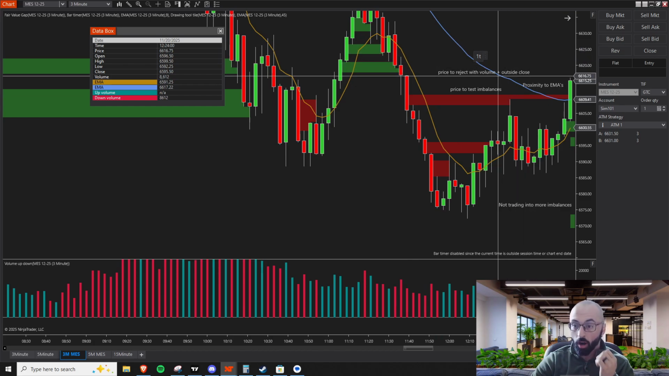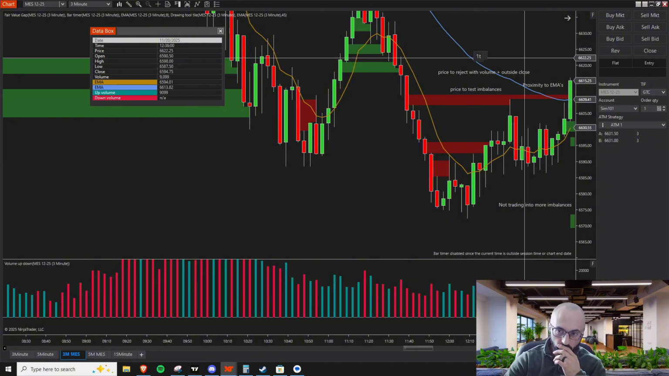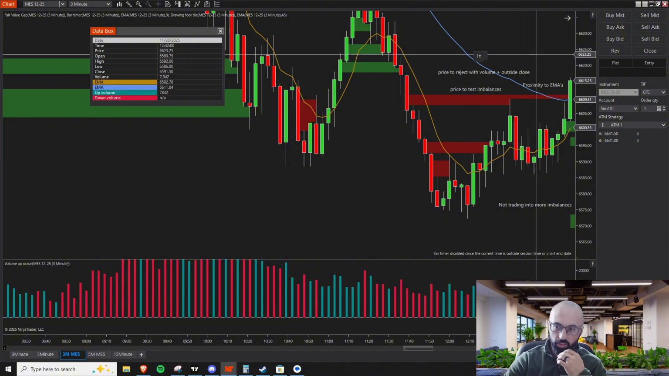And so we need volume. We need more volume than the prior candle. And we need an outside close. The reason why I want an outside close is because it shows that we overcame the last 3 minutes of buying. Yeah, in this case, buying.